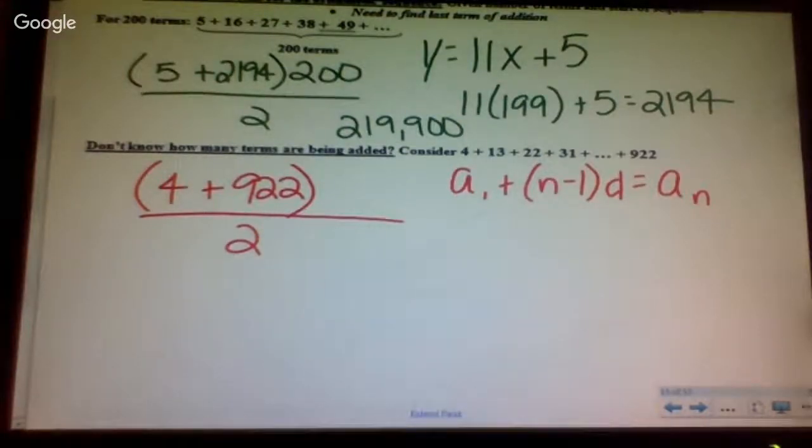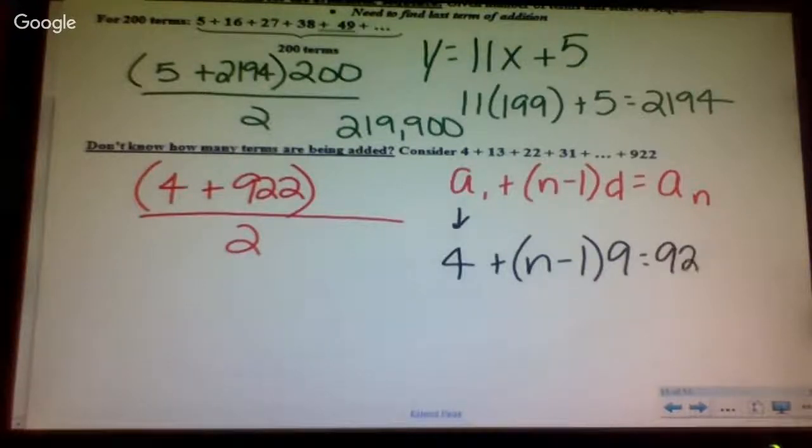Four value goes in for A sub n, or I'm sorry, A sub 1 is a 4, plus, I don't know what n is, that's what I'm trying to solve for. What is my D value? What does D represent? It's how much it's going up by. This is your common difference, so what value goes here? 9. Equals what's A sub n? 922, that's your final number.